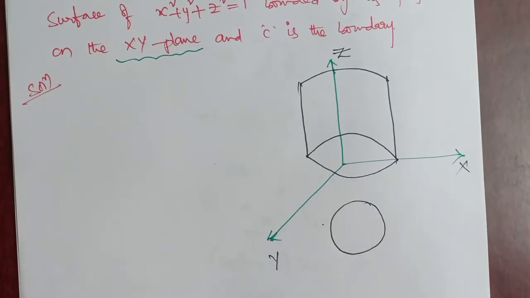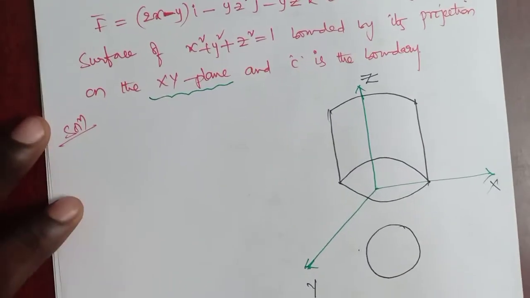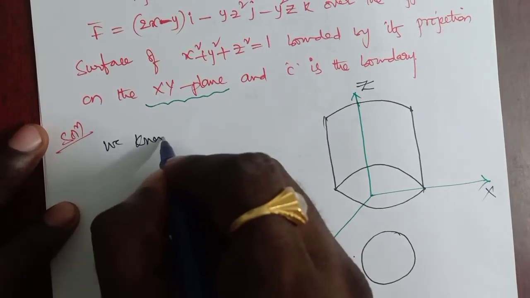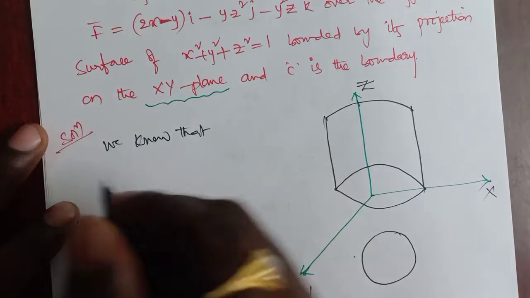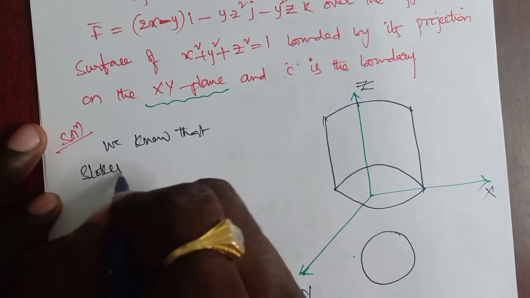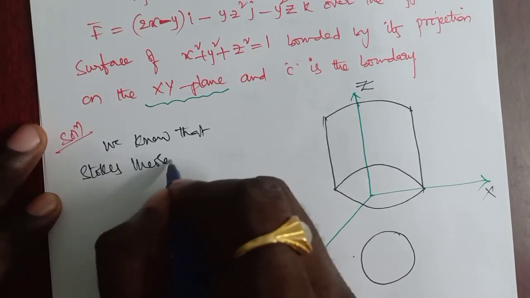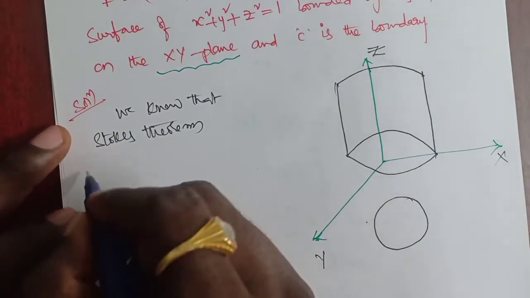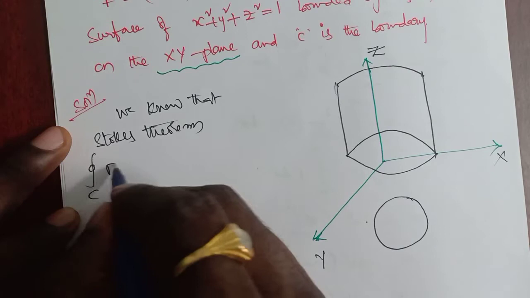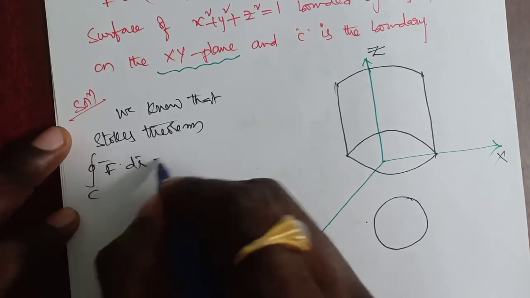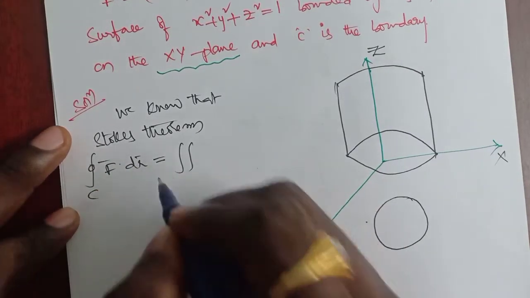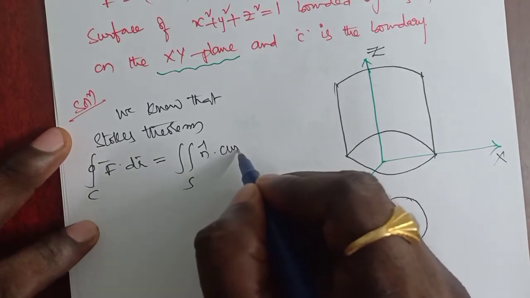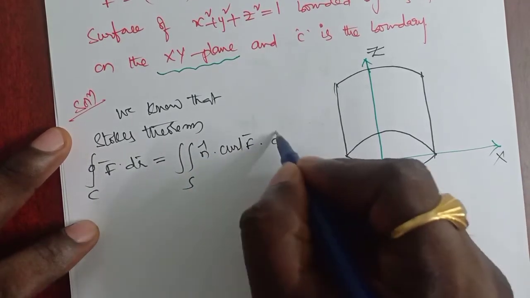Now coming to the problem, we know that from Stokes theorem, the line integral along the curve C of f bar dot dr bar is equal to the double integral over the surface S of n cap dot curl f bar into ds.